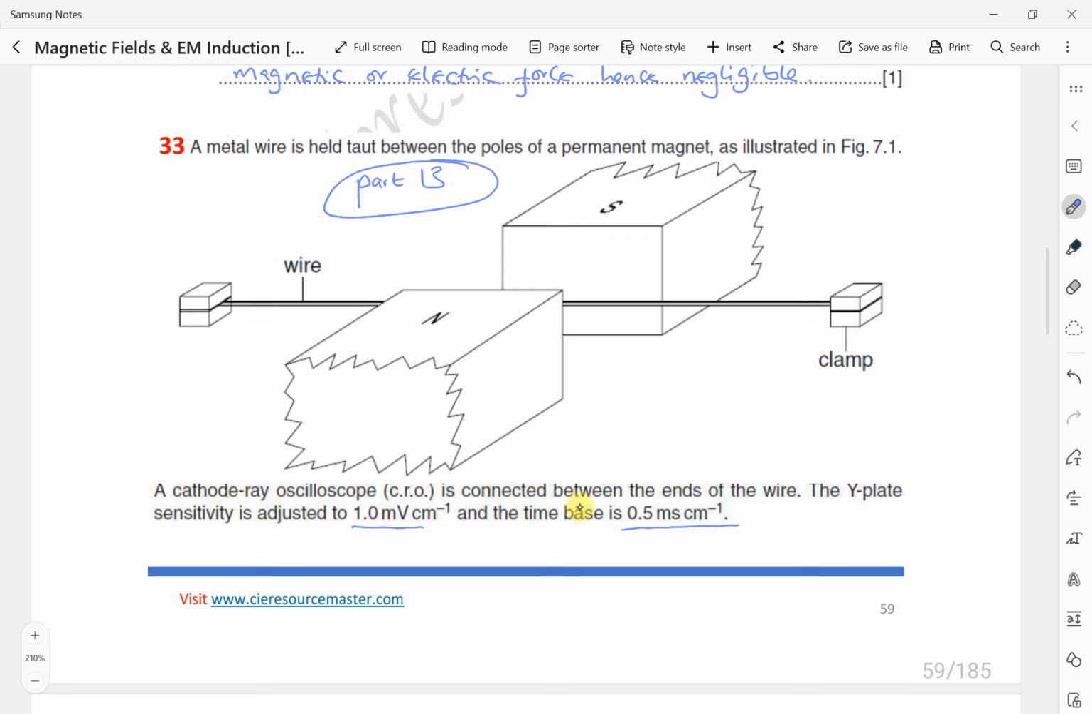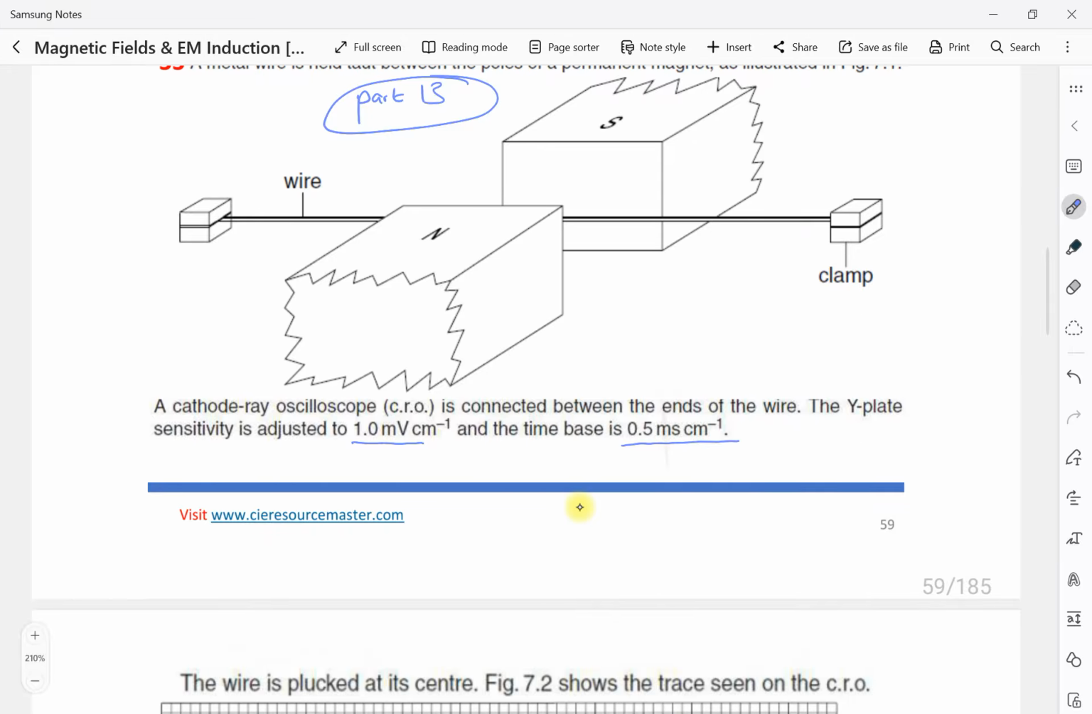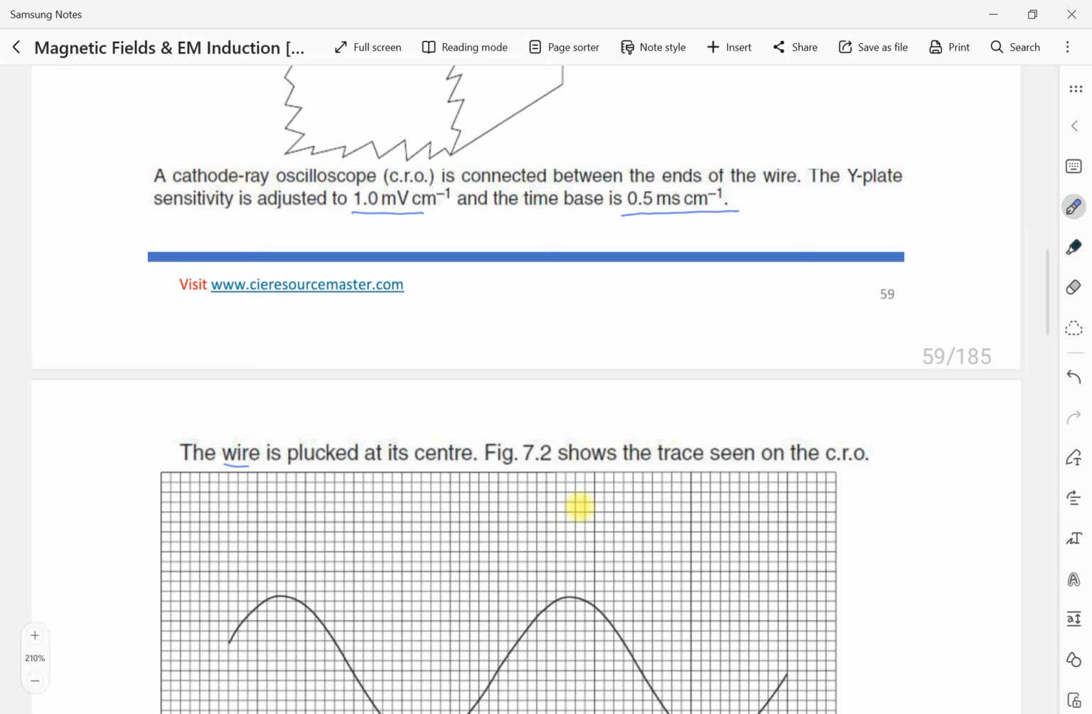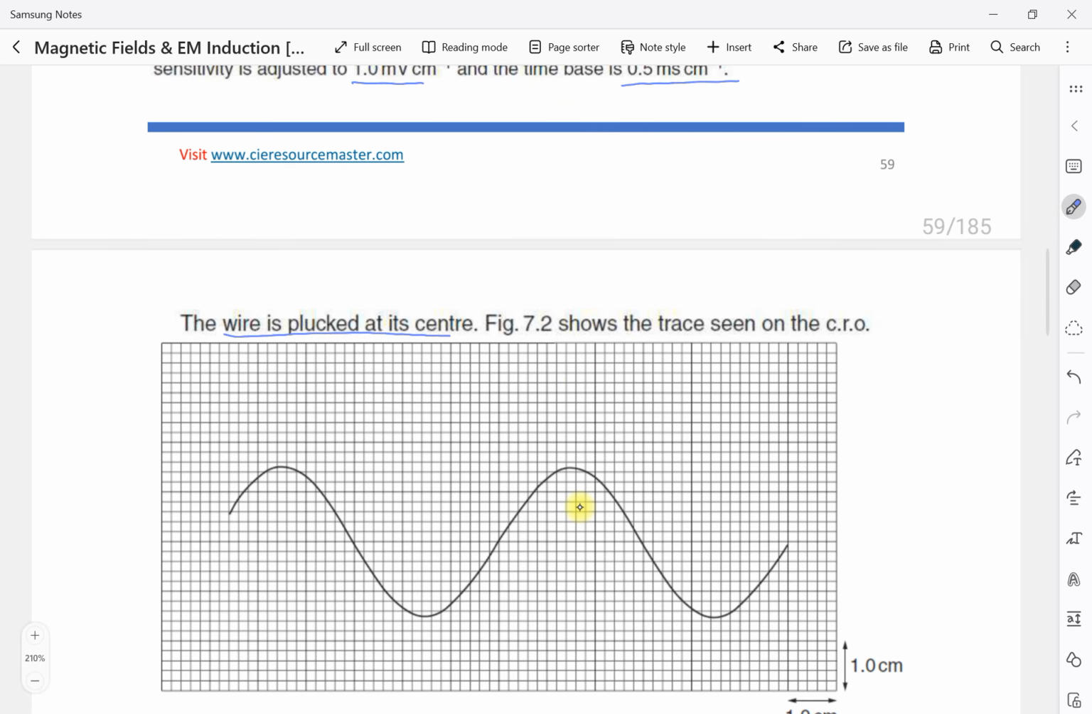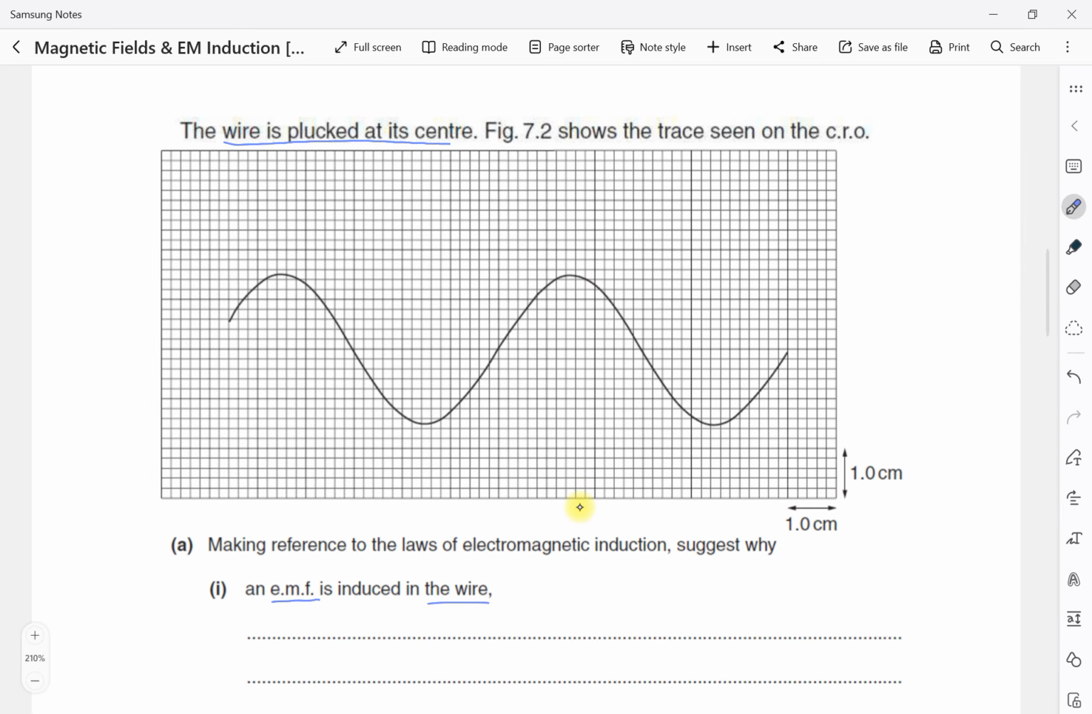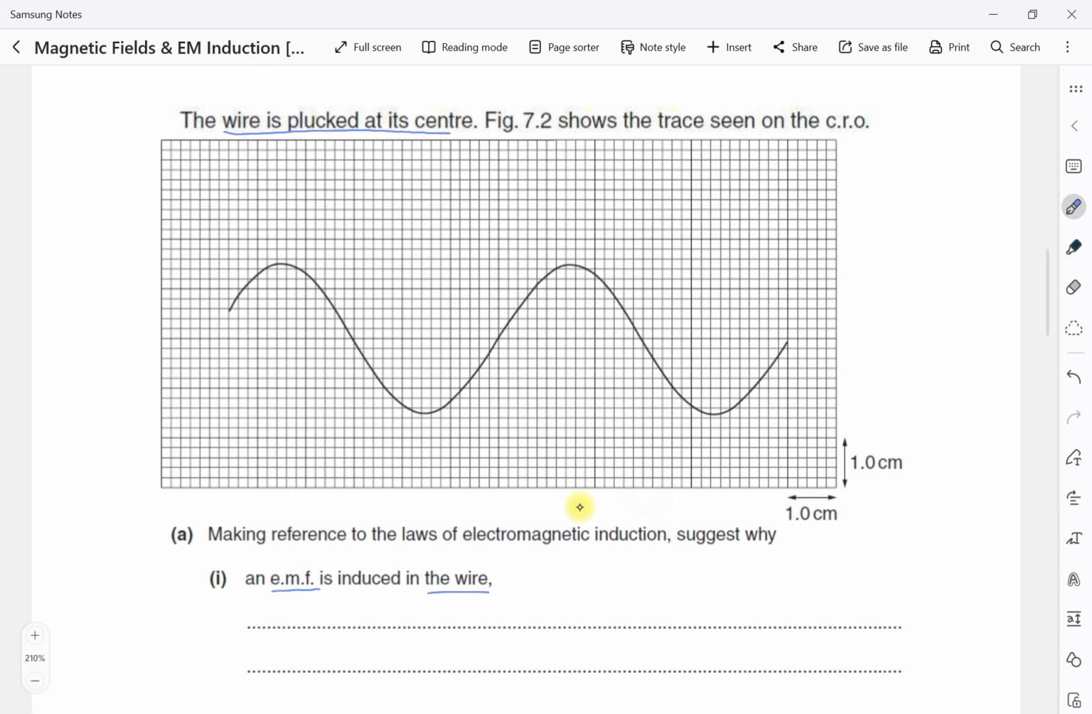The metal wire is held taut between the poles of a permanent magnet. A cathode ray oscilloscope is connected between the ends of the wire. The Y sensitivity and time base are adjusted to those values. The wire is plucked at its center, and the trace seen is this. Because the wire is plucked, the moving wire is going to cut the magnetic field of the magnet. According to Faraday's law, there will be an induced e.m.f. because of the cutting. The cutting causes a change in magnetic flux linkage.